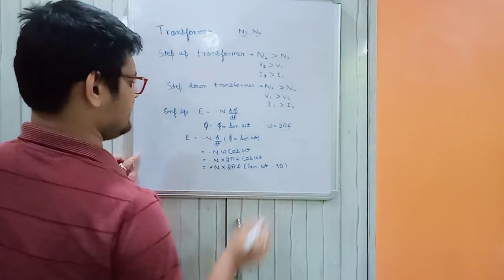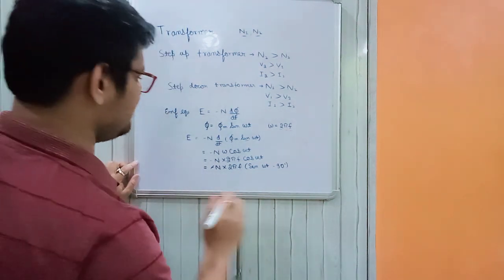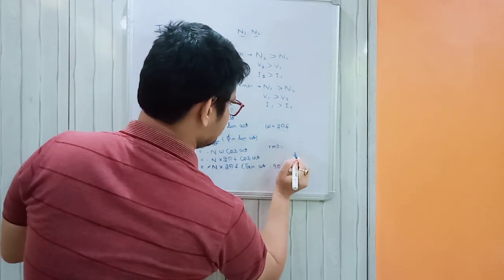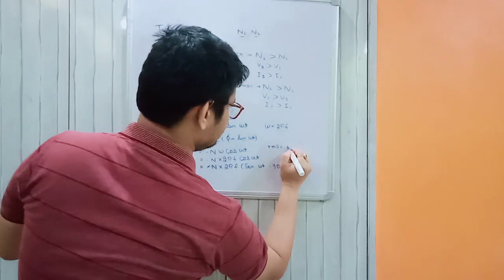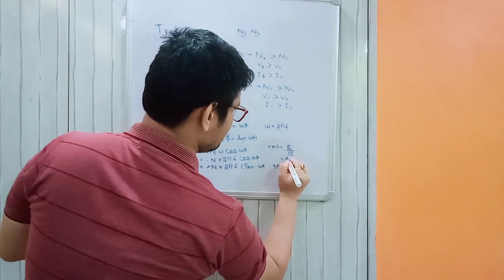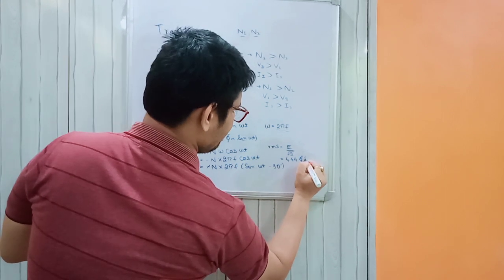So this is the EMF equation, and if we go to the RMS value, you can directly remember the equation: E divided by root 2, that is 4.44 phi m f N.